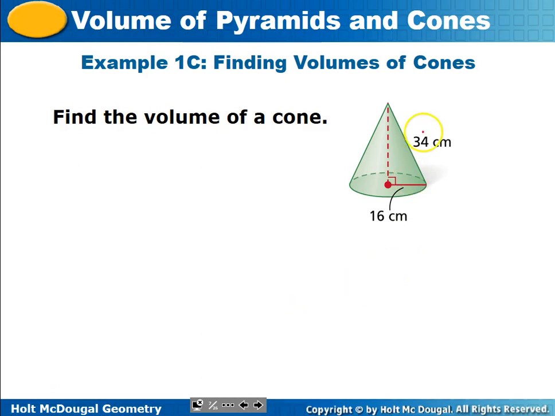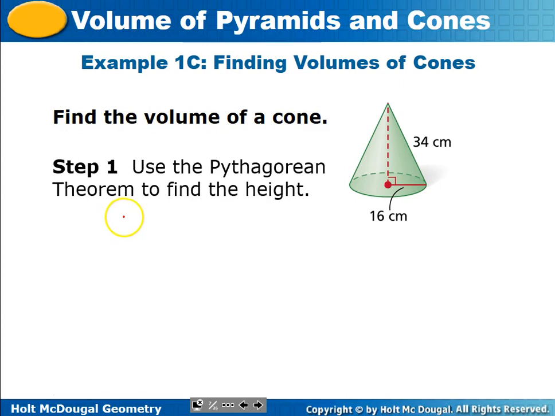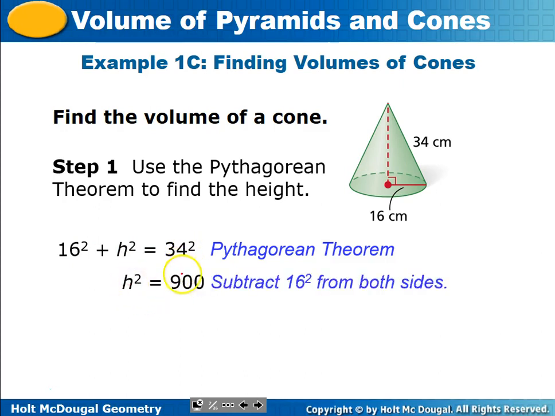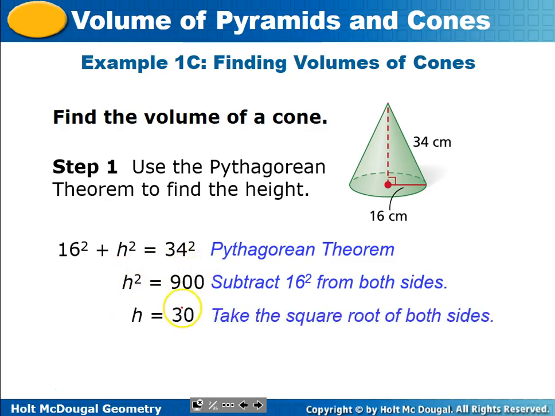This one says find the volume of the cone. Now the problem with this one is we have the slant height. This 34 over here is what we call slant height. We don't have the actual height, so we need to use, guess what, Pythagorean theorem to solve for the height of this cone. So we're going to do 16 squared plus h squared equals 34 squared. When we do that, we get that the height squared is equal to 900. We're going to take the square root of both sides, and that's going to give us 30 for the height.